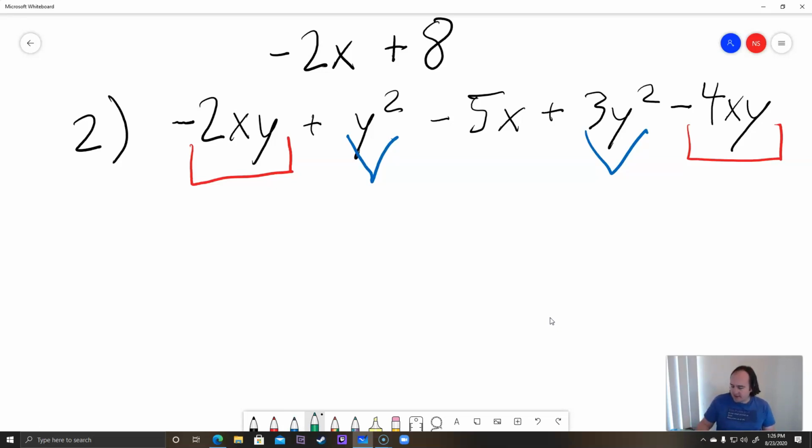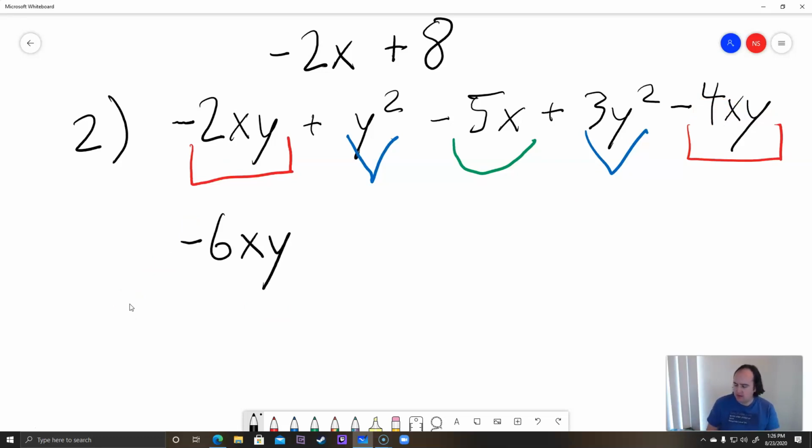And then the last type of like term here is the negative 5x by itself. And because it's alone, it can't combine with anything, so it's just going to stay by itself. Okay, and then we're just going to go ahead and combine these like terms. And again, remember, you keep the variables the same, but you add or subtract the coefficients. So for the xy's, we've got -2 minus 4, which is going to give us -6xy.